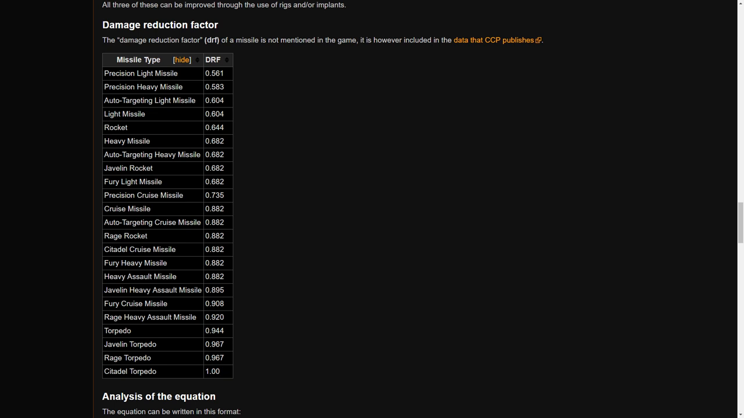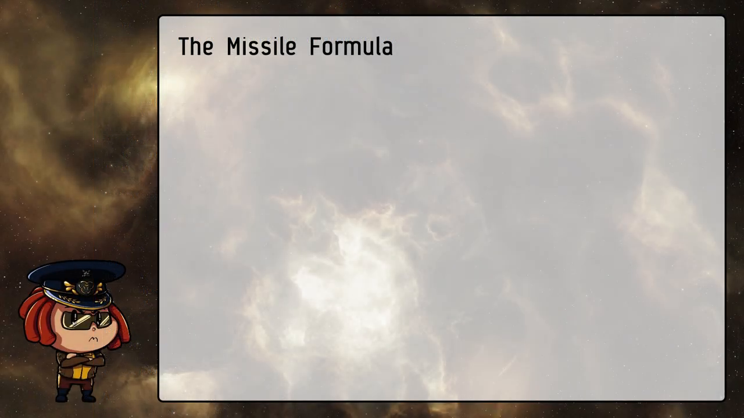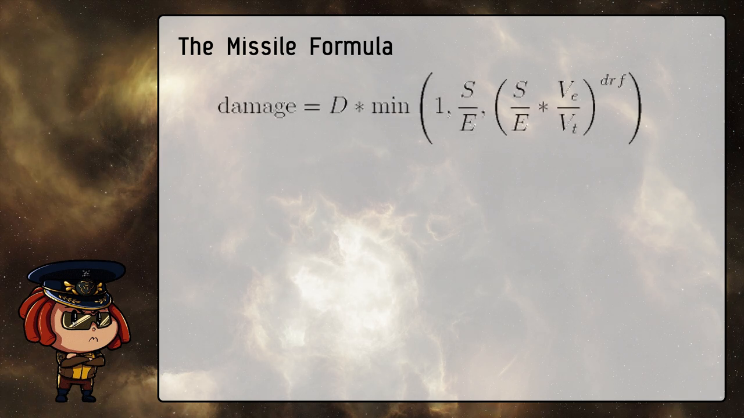But the shorthand of how damage reduction factor scales is that smaller missiles have lower impact from exceeding their explosion radius or explosion velocity ideals, whereas larger missiles gain a larger penalty from exceeding those same values. And all of these values then just feed into this wonderfully intuitive formula that you can see on your screen. And let's go through it piece by piece.